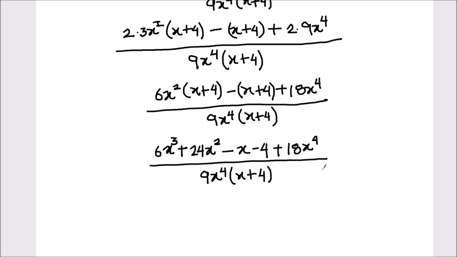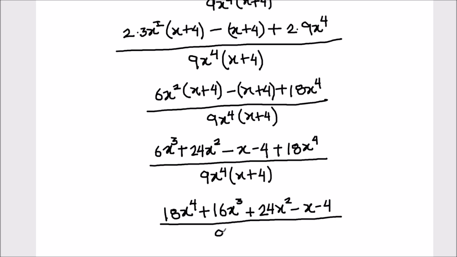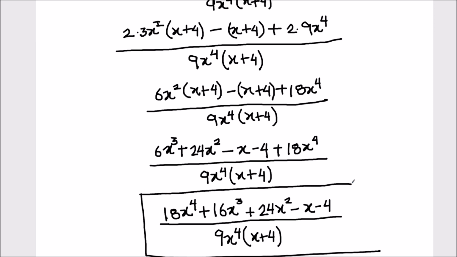So let's write these terms in decreasing order of their powers. So first will be 18x to the power 4 plus 6x cube plus 24x square minus x minus 4 in the numerator, and the denominator will be 9x to the power 4 multiplied by x plus 4. So this is going to be our simplified answer. This is how we simplify these kind of expressions.